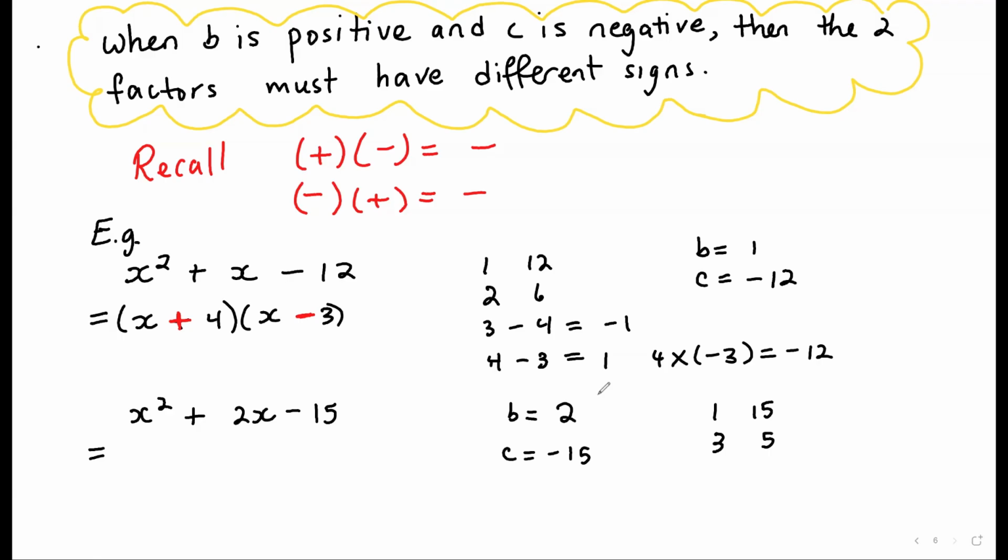With 3 and 5, it wouldn't be 3 take away 5, because that is negative 2, and I need positive 2. So it would have to be 5 take away 3, which is positive 2. So this is the one, when 5 is positive and 3 is negative. My factors will be x plus 5 by x minus 3, because 5 take away 3 is 2, and 5 times negative 3 is negative 15. All right, guys? So that is something to note as well.